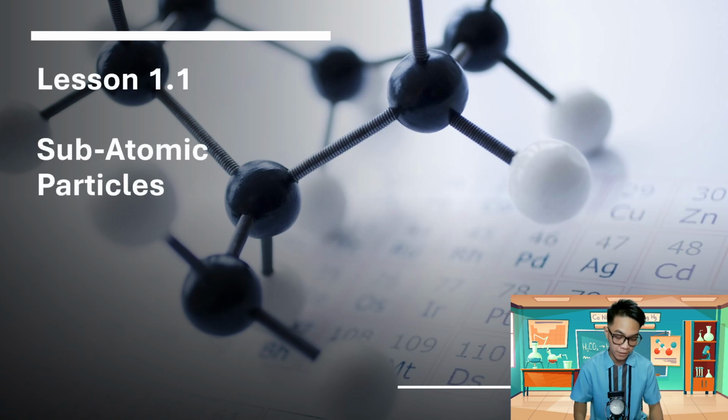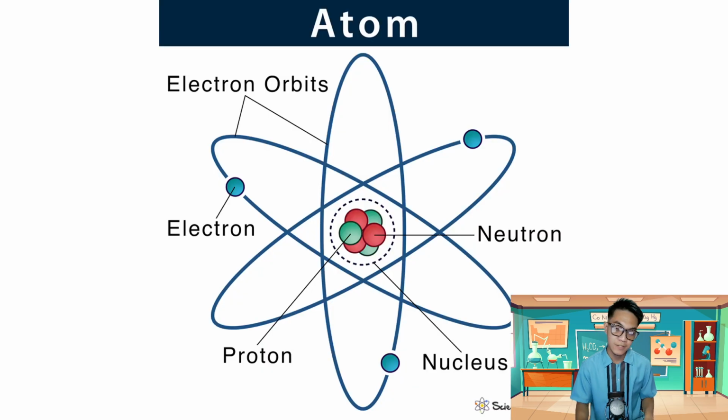So, subatomic particles. Now, it is known that the basic component of matter is the atom. And an atom is distinct. It has its specific characteristics, which are different from other atoms. Now, an atom is a basic unit of an element, but within this atom, they have the so-called subatomic particles. And I have here a picture to show you what it looks like.